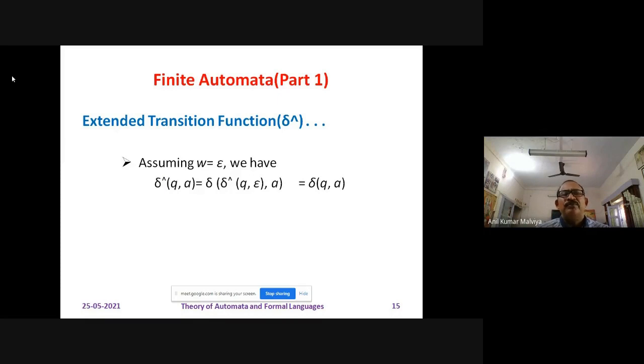There is no need to take an extended transition function, a delta cap, when we give a string to a machine. The same transition function delta is used for the delta cap. Why? Here we have seen that delta cap of Q, A is equal to delta of Q, A. So there is no need to take an additional transition function delta cap.